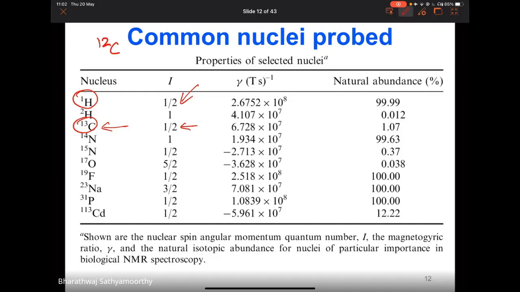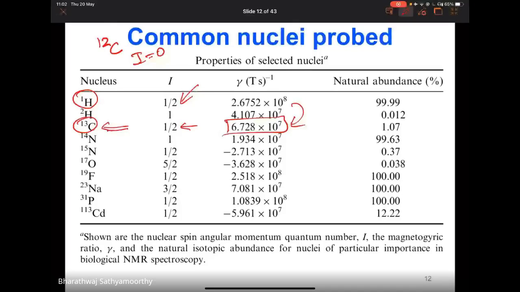Unfortunately, carbon-12, which is present at about 99% abundance, is not NMR active. It has a spin quantum number of 0. Therefore, you cannot observe it. On the other hand, carbon-13 has a spin quantum number of half and has an appreciable gyromagnetic ratio, which is about 1/4 of a proton. And this results in the fact that one can actually observe carbon-13.